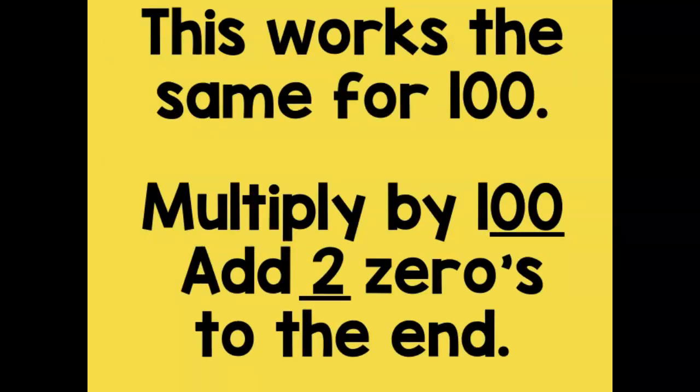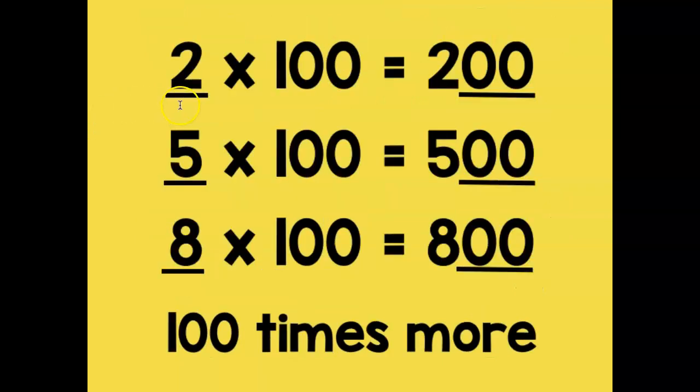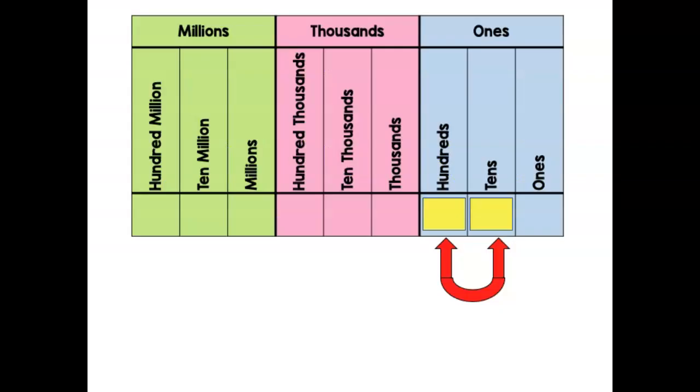This works the same for multiplying by 100, but 100 has two zeros, so multiply by 100, add 2 zeros to the end. So 2 times 100, add 2 zeros, you get 200. 5 times 100, add 2 zeros, 500. 8 times 100, add 2 zeros, 800. It's 100 times more.